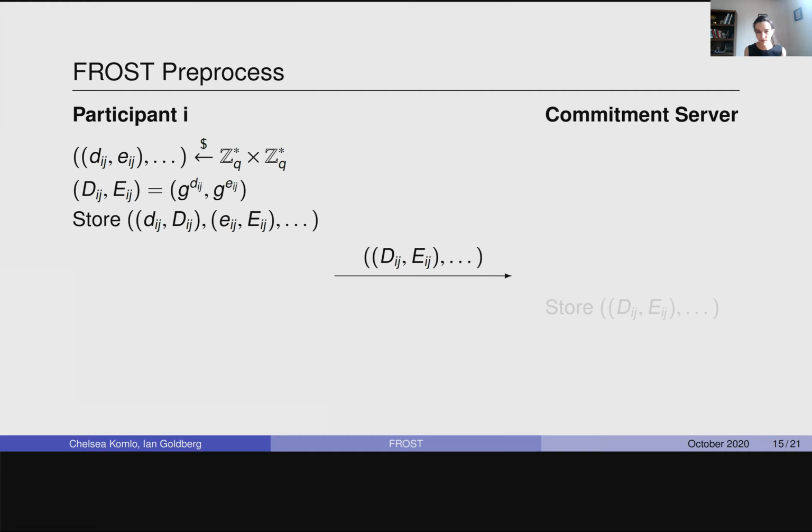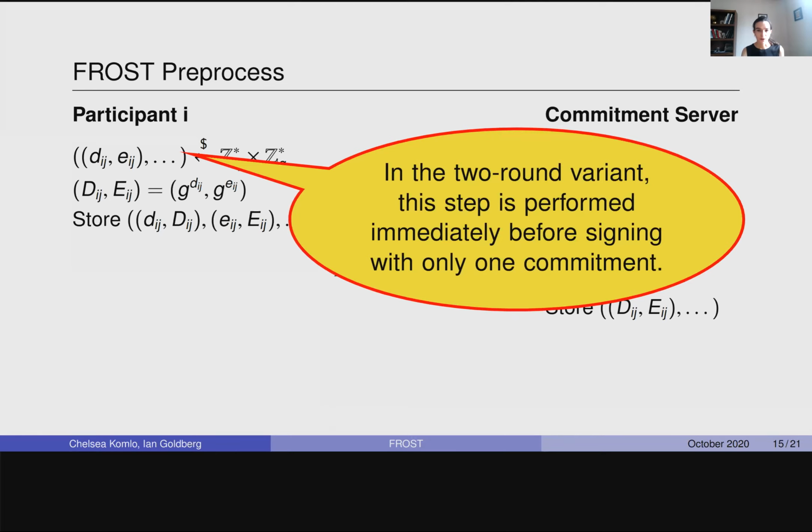Again, this is in the batched pre-processing setting where they can store these public commitments anywhere, like a commitment server, for example. This entity is storing public values, so they're only trusted to store them. They can't do anything malicious with these public values. And as I said, in the 2-round variant, the step is performed immediately before the signing round with only 1 commitment, or you can do this in a batched setting.